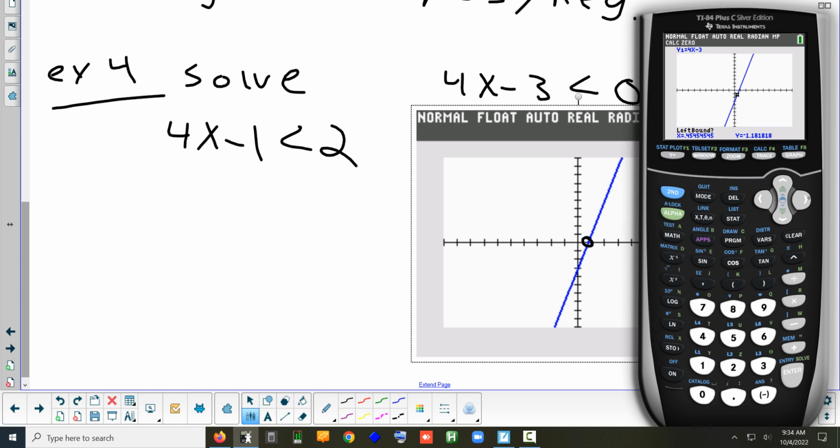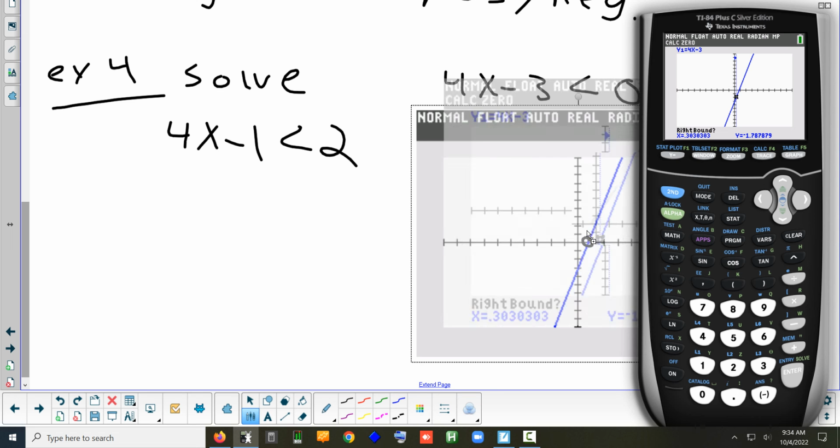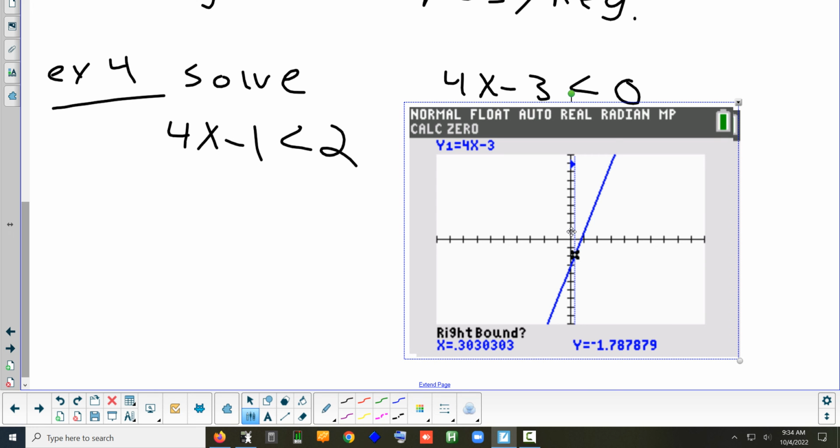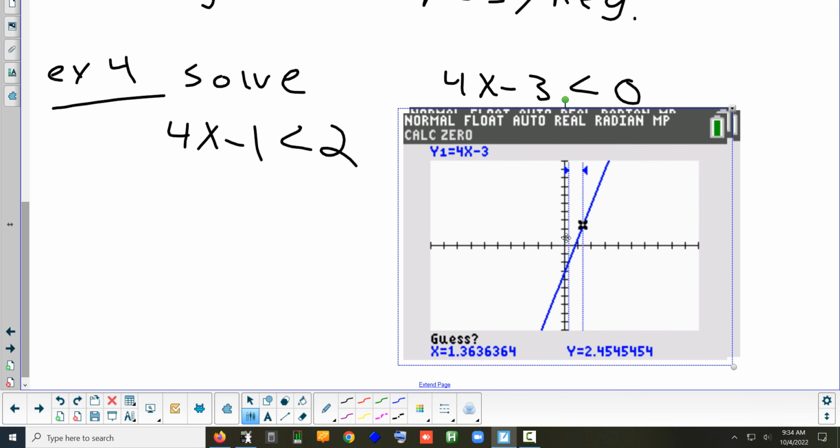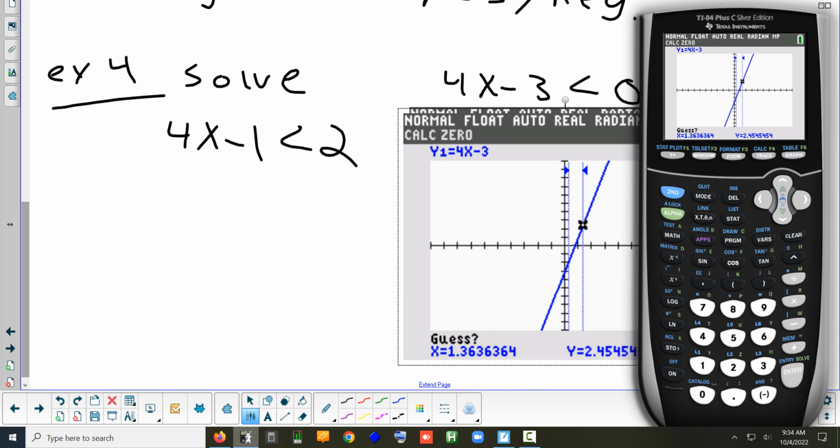First, put your cursor somewhere to the left of where it crosses the x-axis and hit enter. That will put a blue dotted line on the screen. Now move your cursor to the right of where you think the 0 is. That'll put another dotted line on the screen. Now the calculator is going to look between those 2 dotted lines, and it's asking for a guess. The guess doesn't really matter. You can move it close if you want to, and then hit enter.